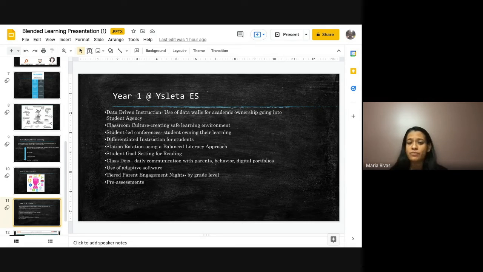Differentiating instruction. That was our first year. Right now we're working on personalizing, but that was our first year. We really get to differentiate that instruction for students, building in that station rotation model using the balanced literacy approach. Our big rock we saw was literacy across our campus. And so that is why we started implementing blended learning, especially in literacy and in reading, in our ELAR.